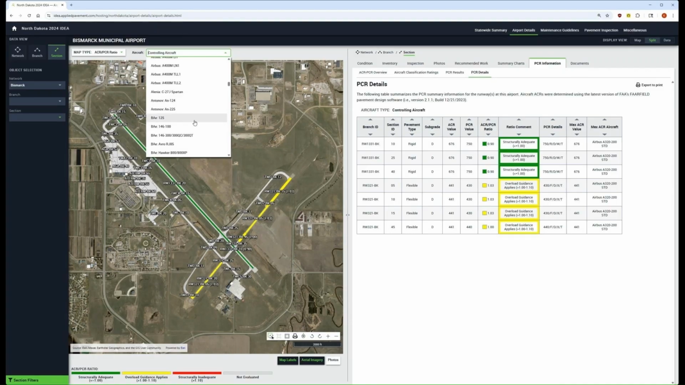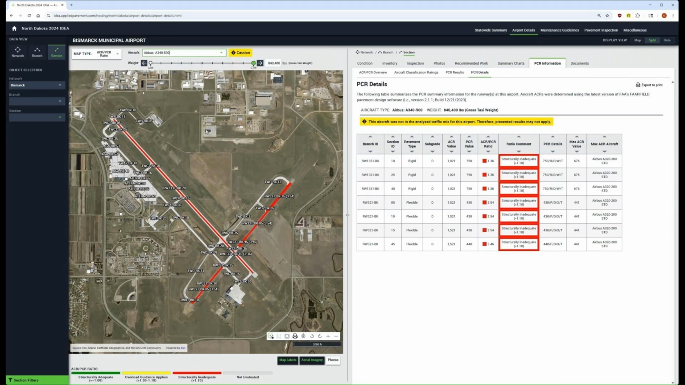So if the airport operations or sponsor has a call from a pilot coming in with an aircraft that might be larger than you think can be handled there, you can actually go in and see whether or not that specific aircraft would be allowed to operate on the airport just by simply clicking the aircraft. What you'll notice is the interactive ACR-PCR ratio now turned red, because this aircraft at this weight would overload the pavements.